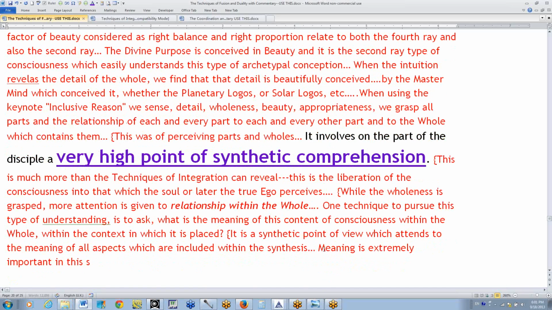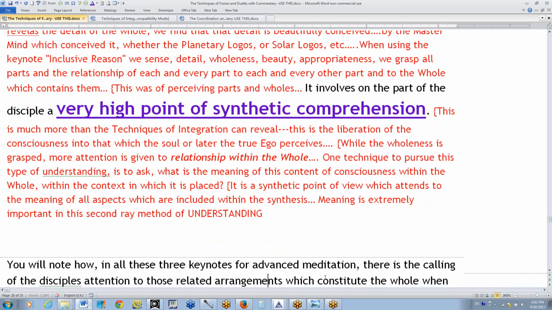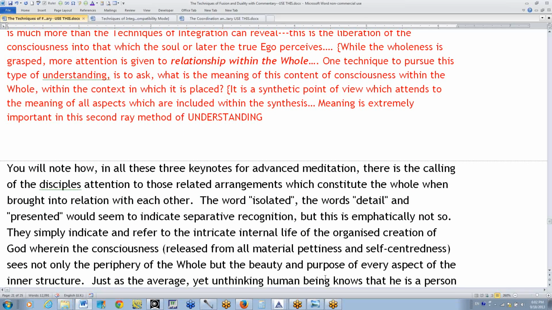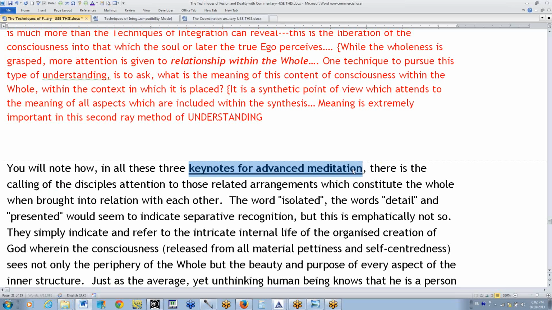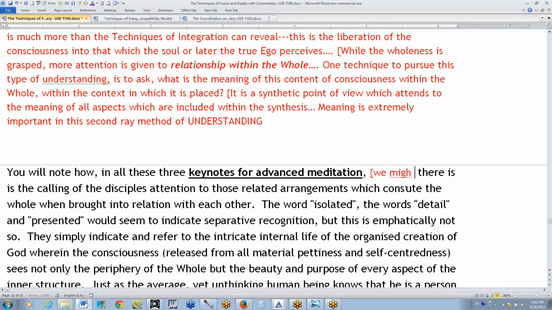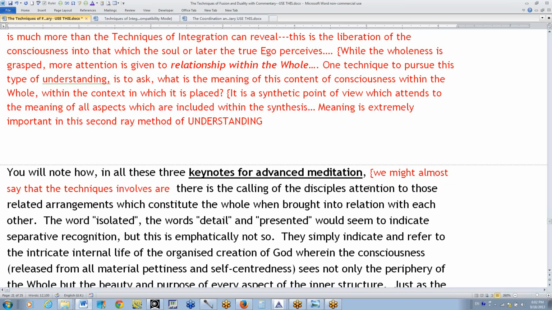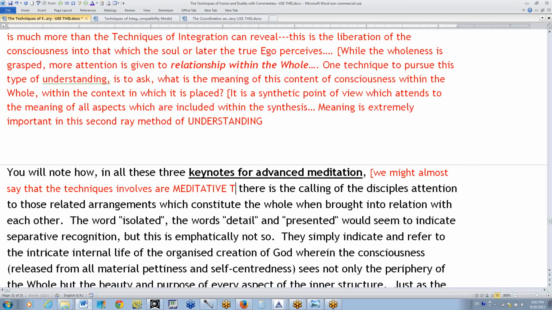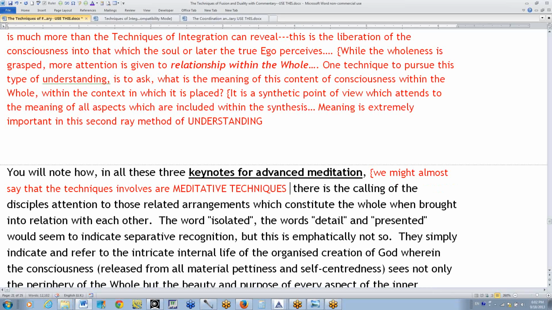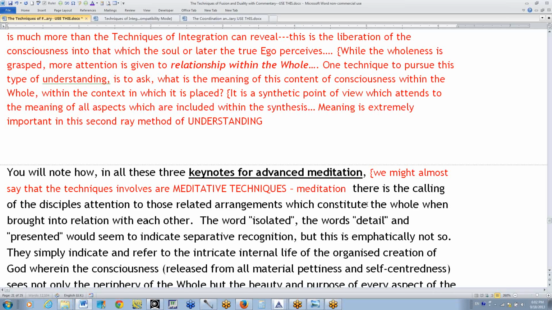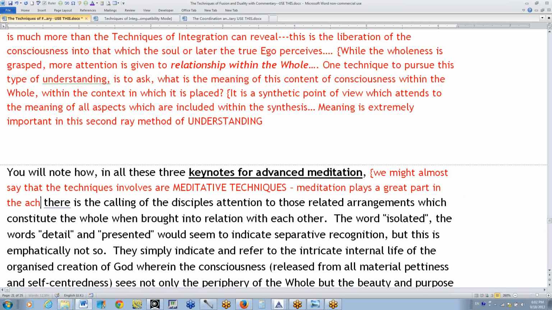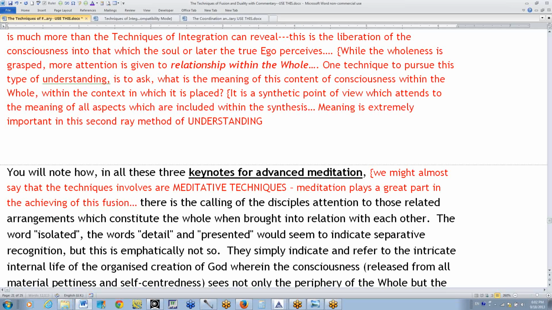Important in this second-ray method of, I want to call it, understanding. Okay. You will note how in all these three keynotes for advanced meditation, and we might almost say that the techniques involved are meditative techniques, it is through meditation that we are able to achieve the fusion. At least meditation plays a great part in the achieving of this fusion. So he hasn't really named the technique per se.